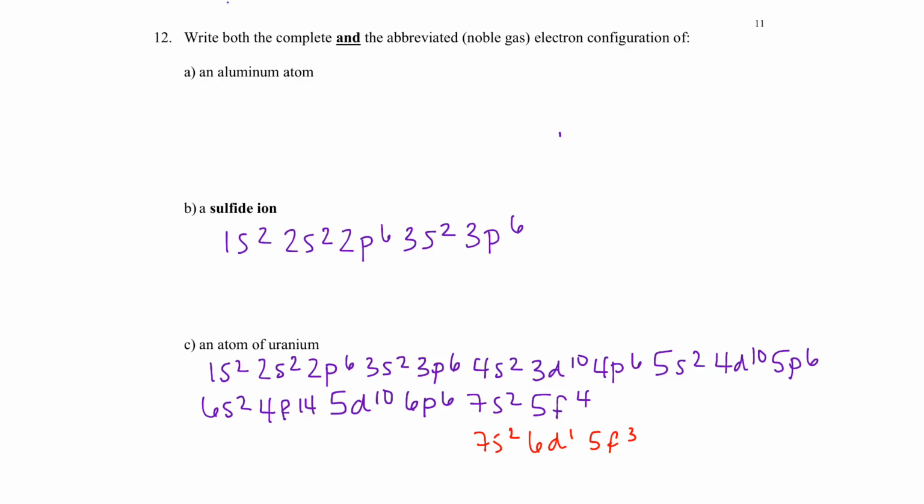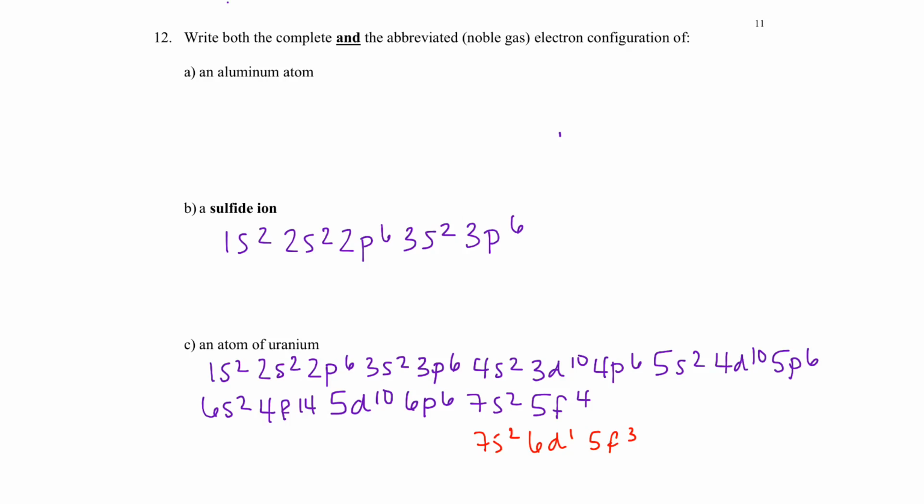Now, the last part of this question asks you to write the abbreviated or noble gas configuration. So how do you do that? You pick the noble gas in the row above the element you're trying to write it for. You put that symbol in brackets, and then everything else you just continue the same way you did. You're basically starting partway through the periodic table.